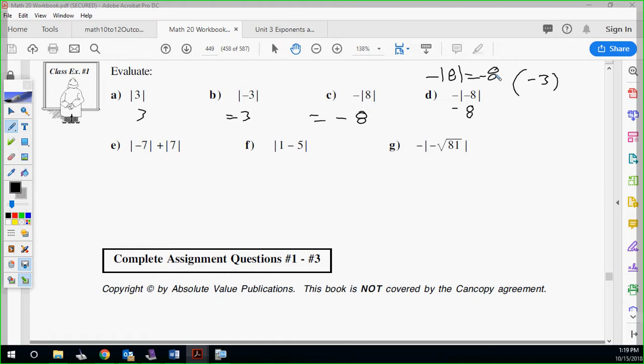But think about this. This is what you're paying attention to. Those are different, right? It's the same thing: inside versus outside. So this is negative 3 squared, and this is negative 3 squared. I just wouldn't touch it. Here, absolute value of negative 7 is 7, plus 7, 14. One minus 5 is negative 4. Absolute value of negative 4 is 4. And like Parker said, he sees a negative outside, so that makes it negative.